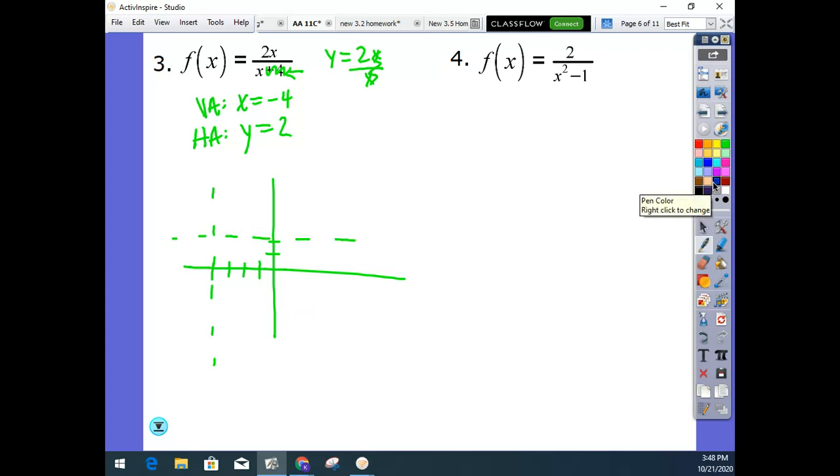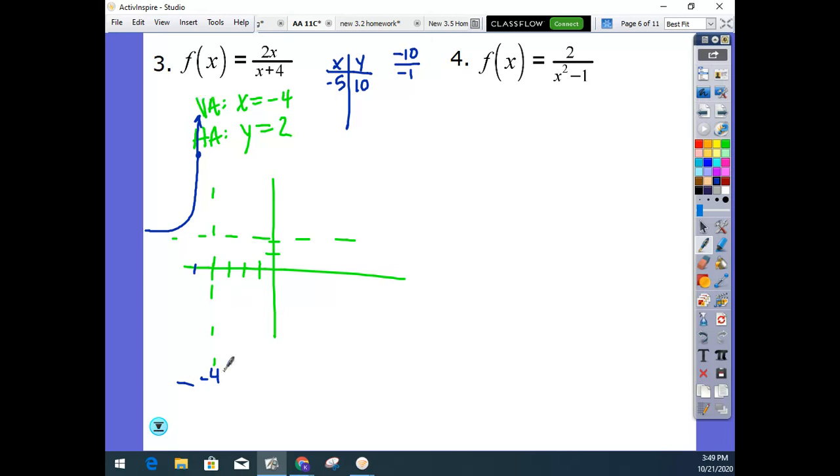Okay. Let's get rid of this stuff. Let's make some tables. So now I'm at -4. So let's choose to the left of -4, which would be -5. When I plug -5 in, I get -10 over -1, which is +10. So here it's going to be really tall up here. So I'm going to be going closer to 2 to the left, and I'm going to be caught by the vertical asymptote as I get closer this way.